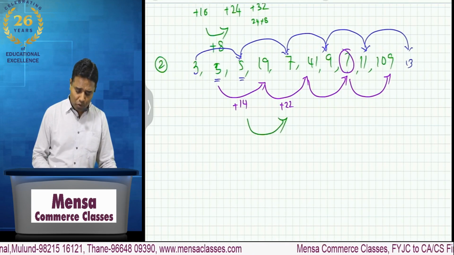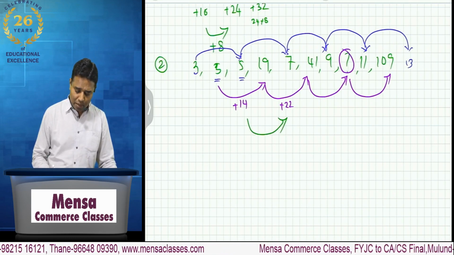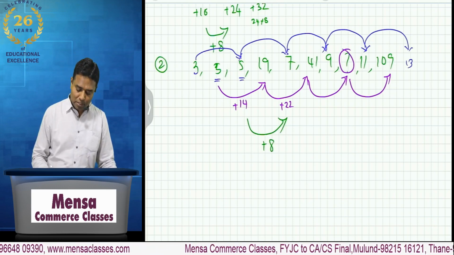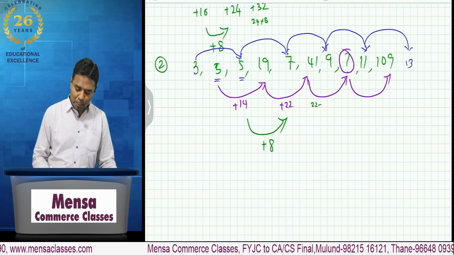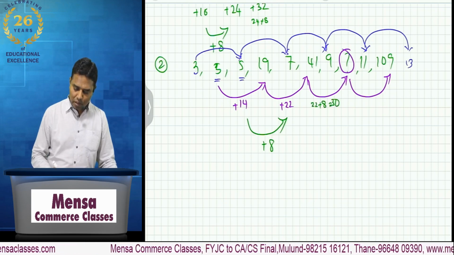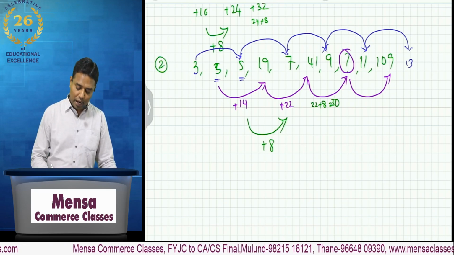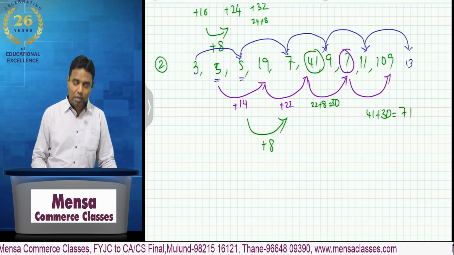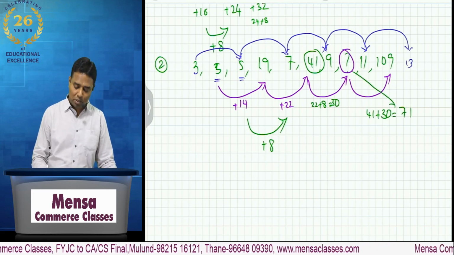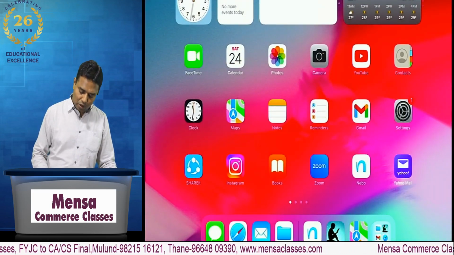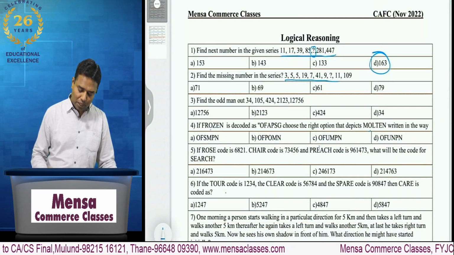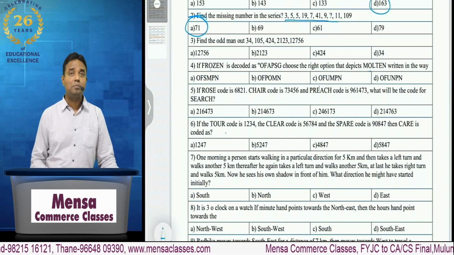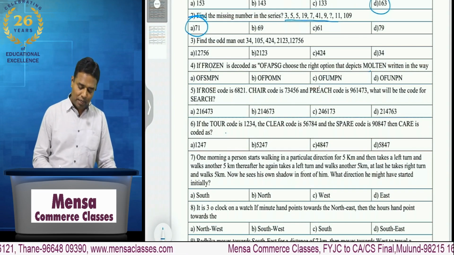14 is becoming 22, so that must be plus 8. So obviously this 22 will become 22 plus 8, which is nothing but 30. So the final addition will be 41 plus 30, which is nothing but 71. So this number should be 71. Let's check our option. Our option is 71, that is option number A. Got that? Fine. Let's move on to the next one.